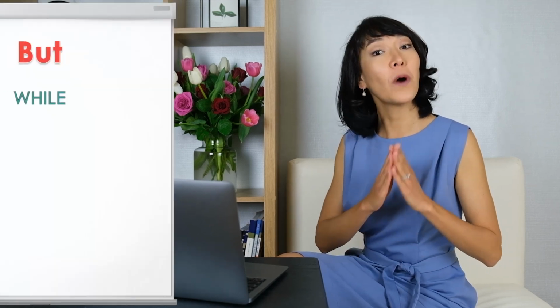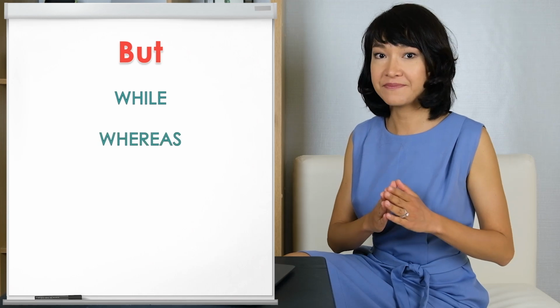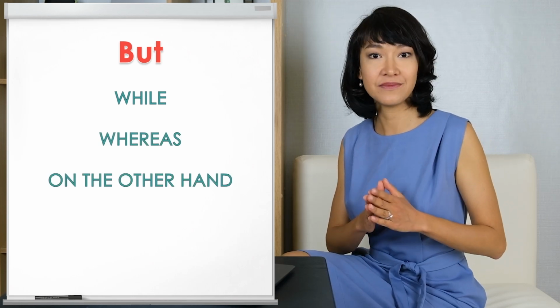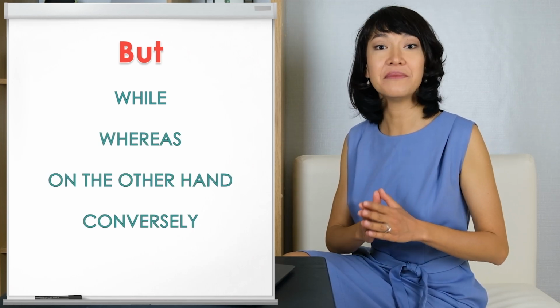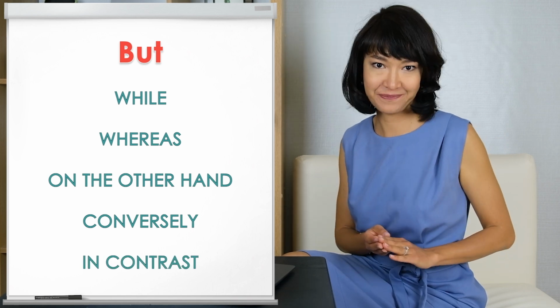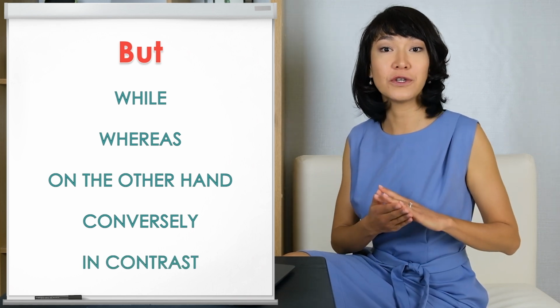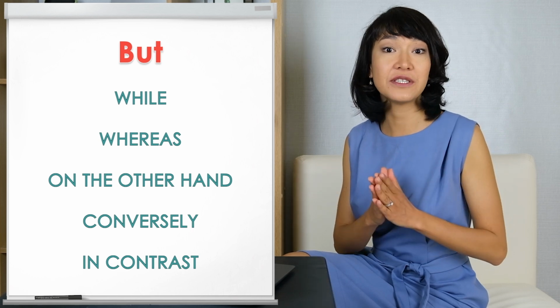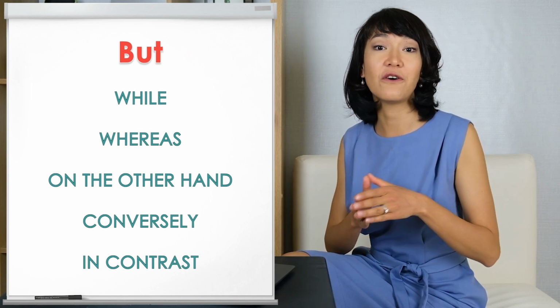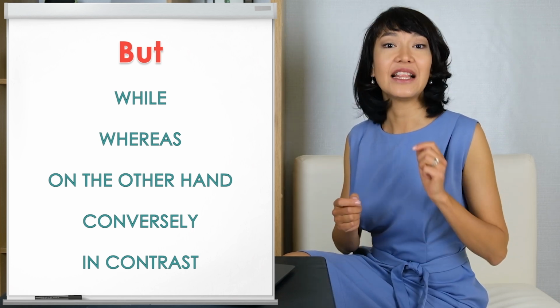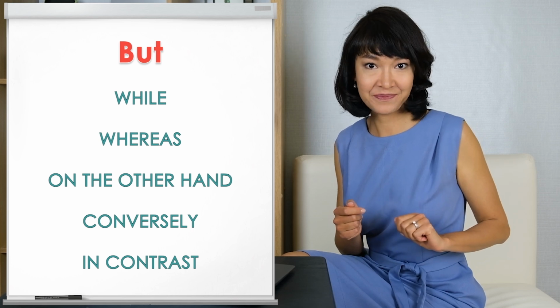Sometimes, however, we only want to make a simple contrast. Let's look at some ways to do that. We can use while, whereas, on the other hand, conversely, and in contrast. These linking words are very useful when we want to present the 2 points of view at the very beginning of our essay. Let's look at some examples.